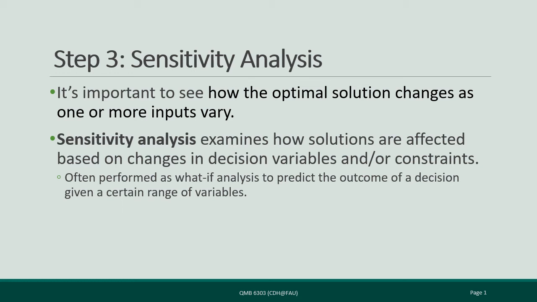So producing the optimal solution is unfortunately not really the end of the process. We still need to see whether the optimal solution is really optimal or not. Supposedly this process will create an optimal solution, but what happens if we change the constraint by a little bit? What happens if we change the coefficient of a particular decision variable by a little bit? Will the solution change by a lot?